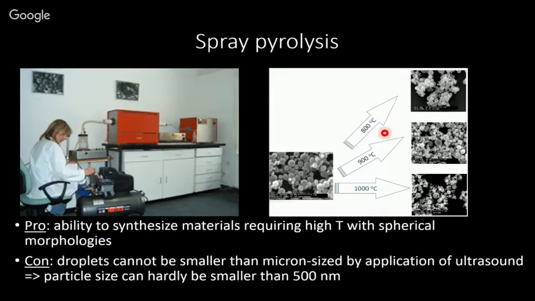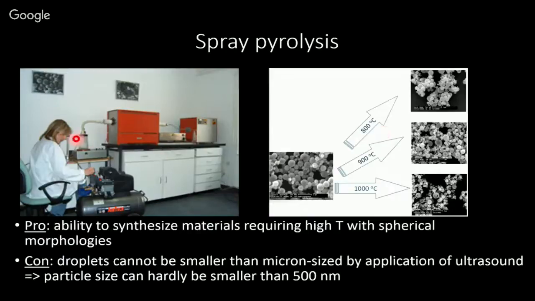Again, how does it work? Well, you play with the conditions, right? You change the electric current, you change the concentration, and then hope that you're going to get something like that. So spray pyrolysis is in a way similar to chemical vapor deposition, because it's happening in an aerosol.